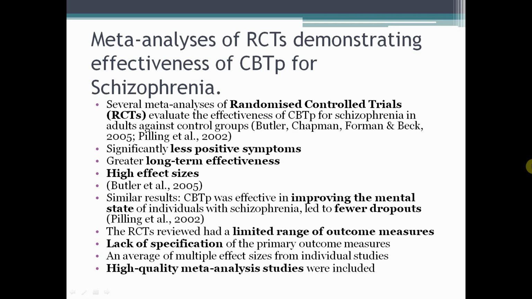However, the RCTs reviewed had a limited range of outcome measures, including few measures of quality of life and the lack of specification of the primary outcome measures. This implies that results may lack accuracy and may not be reliable in explaining the effectiveness of CBTP for quality of life improvement in schizophrenia.